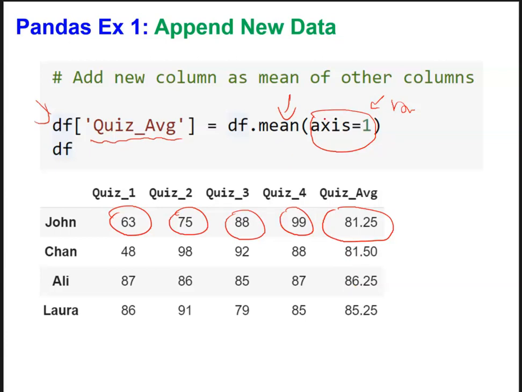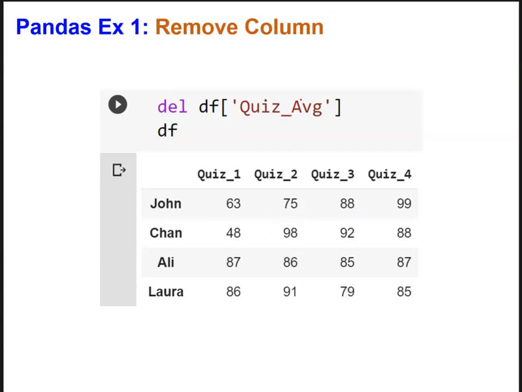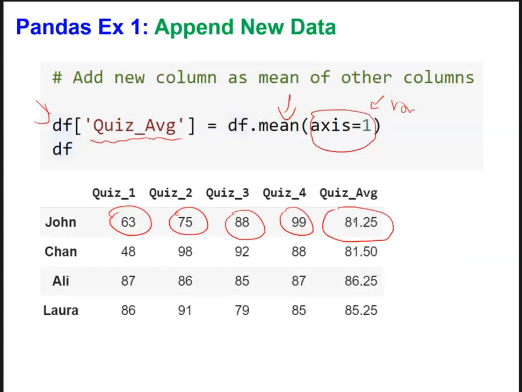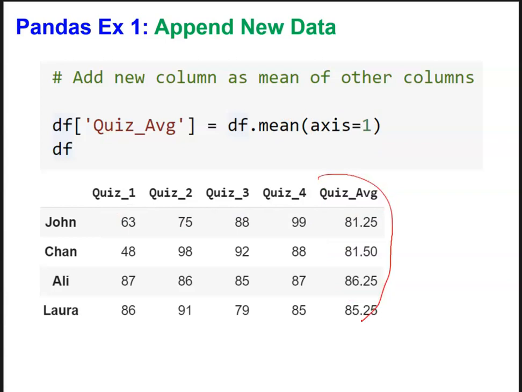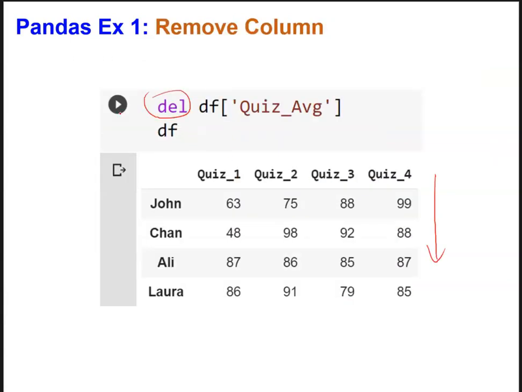Okay, so you can also delete. So let's say you don't want the average column, so you can just delete that column by using the del function, and then you just need to type in the name of the data frame and the name of the column in square brackets, and so you can see that the column has been removed. This whole column has been removed over here.